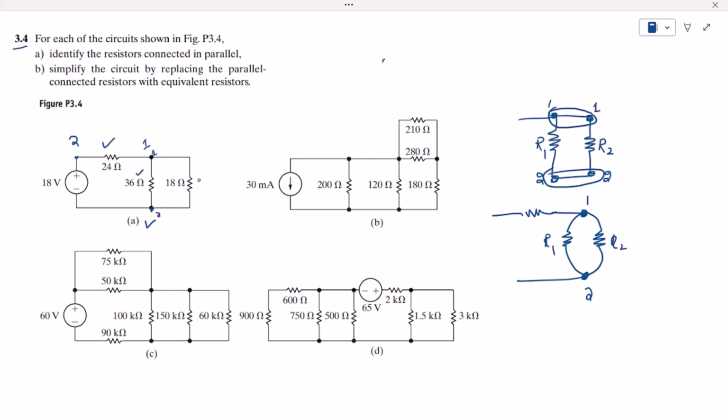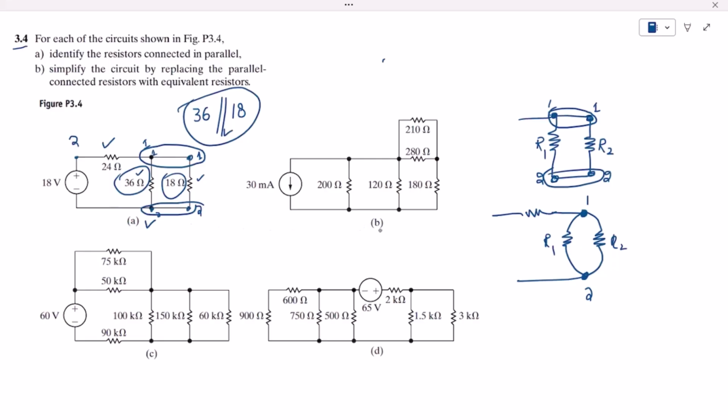Similarly, this is the first end of this resistor, this is the second end of this resistor. We can see that these are directly connected with each other, meaning 1 is shorted with 1, 2 is shorted with 2, and there is no other resistor in between them. Therefore 36 and 18 are parallel with each other. This is the sign of parallelism, and therefore 18 and 36 are parallel in this circuit A.